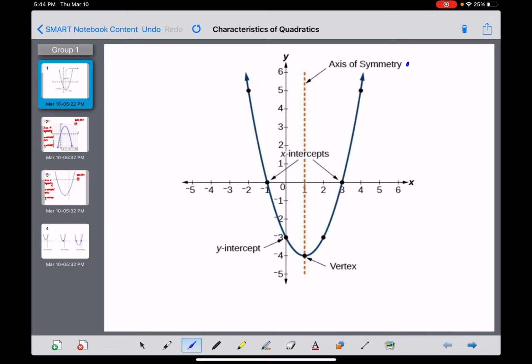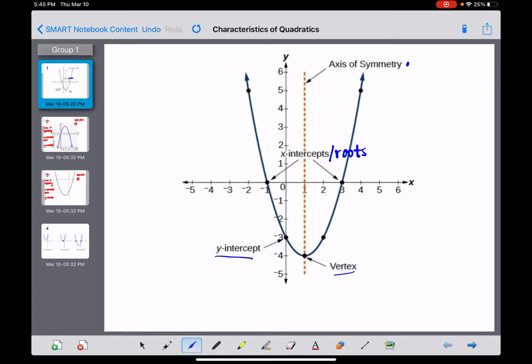x-intercepts, which we already know. Remember, those are also called roots or zeros. Vertex, that we have talked about in class. Y-intercept, which you're familiar with as well. And maximum and minimum, which we've talked a little bit about as well. So we're going to start with the x-intercepts, which we've done a lot of work with in class.